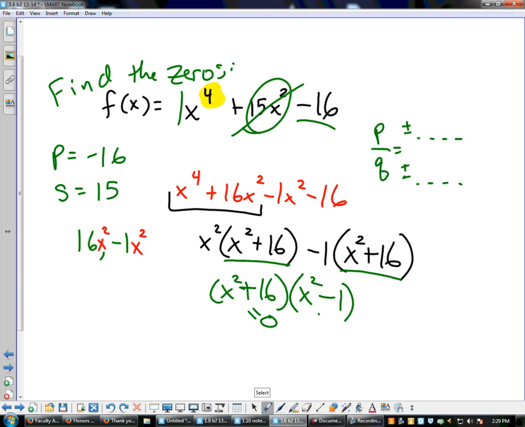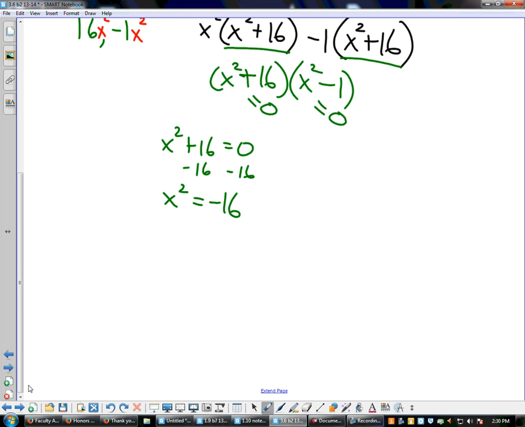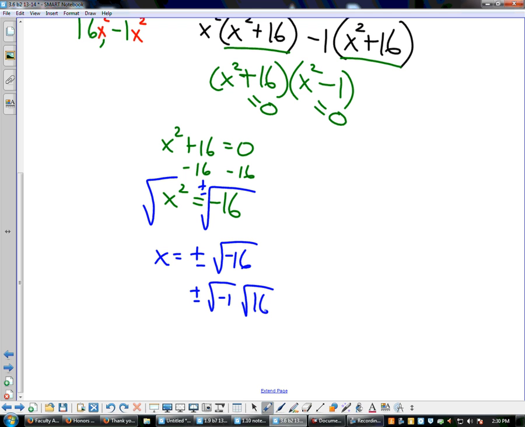So how are we going to find these? Well, we're going to set each of these equal to 0 and solve. Here, if we set x squared plus 16 equal to 0, subtract 16, we get x squared equaling negative 16. We take the square root of both sides. Don't forget the plus or minus. So we get x equaling plus or minus square root of negative 16. You know how to solve square root of negative 16. That's plus or minus negative 1 times square root of 16. So that's plus or minus i times 4. We'll write that as 4i and negative 4i.